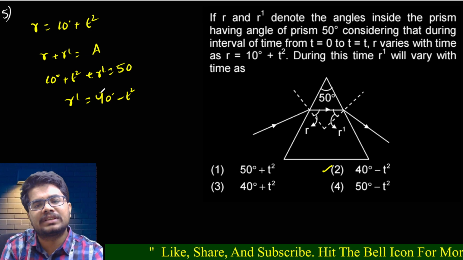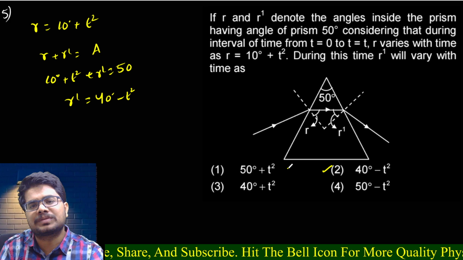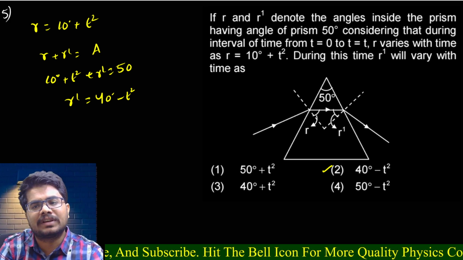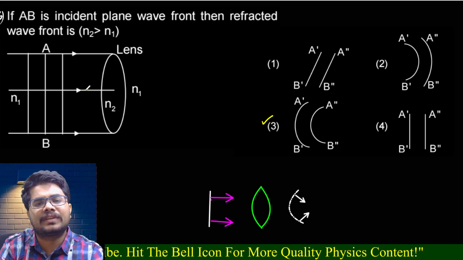So 50 minus 10 is how much? 40, 40 minus t square. Which option is correct? Option 2 is correct for this question, na? Okay, easy question only, not a difficult question. You just need to think once. This is also from NCERT only, from wave optics.